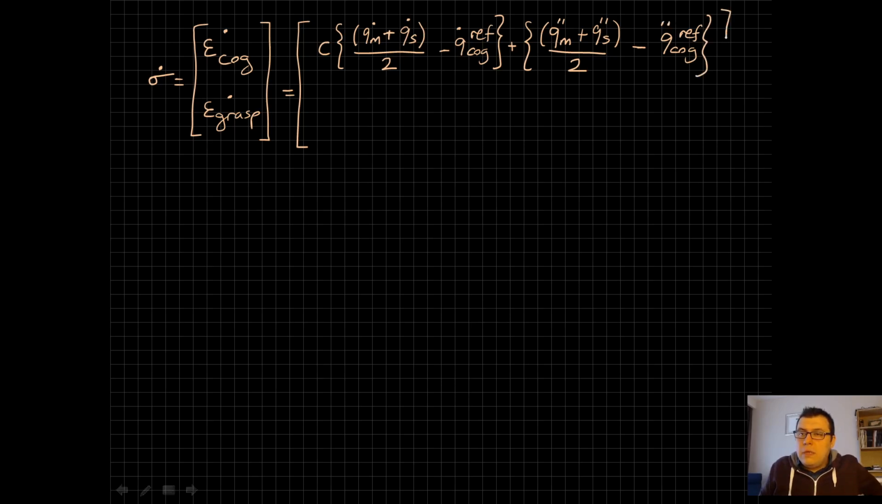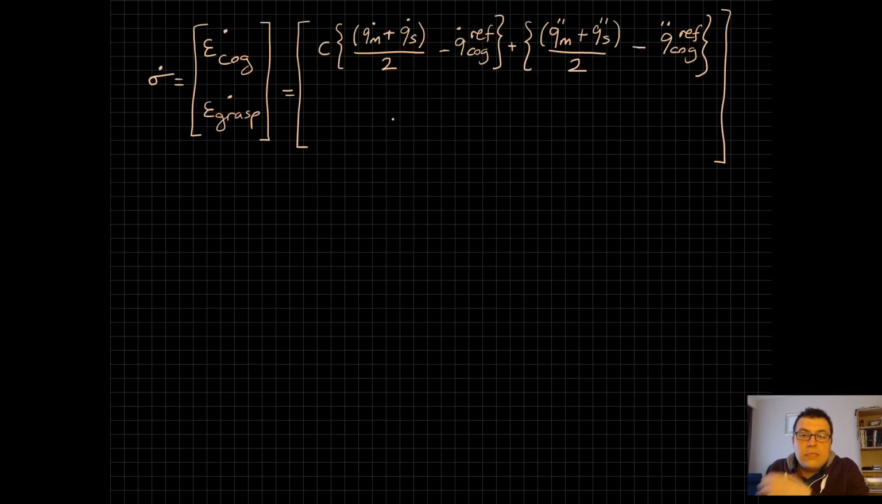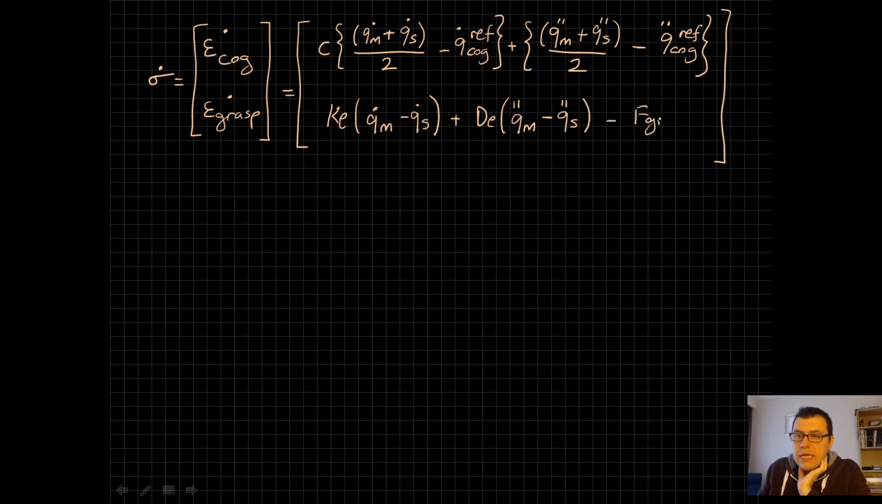All right. If we are interested in writing the force in a similar way, we can directly take this equation, differentiate and write it in the next row. This is nothing but Ke times Qm dot minus Qs dot, plus De times Qm double dot minus Qs double dot, minus F grasp force reference.